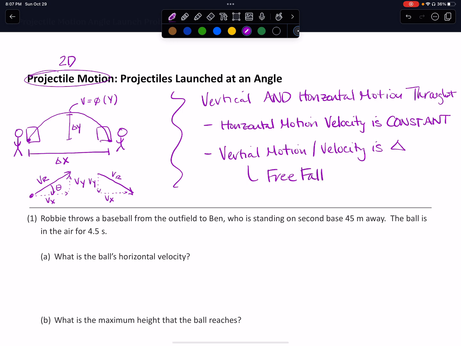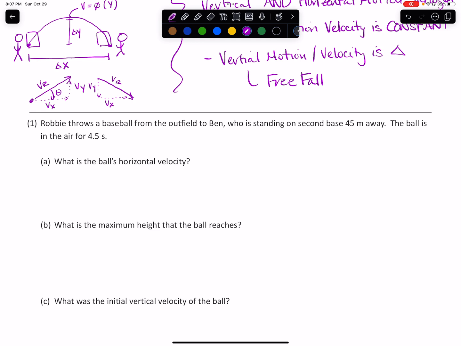When we're looking at our vertical motion in particular, we have to be very careful about where we are in that motion and what time values we need to use. We'll talk about that a little bit in a second. So let's look at our first problem. Robbie throws a baseball from the outfield to Ben, who's standing on second base, 45 meters away. The ball is in the air for 4.5 seconds.